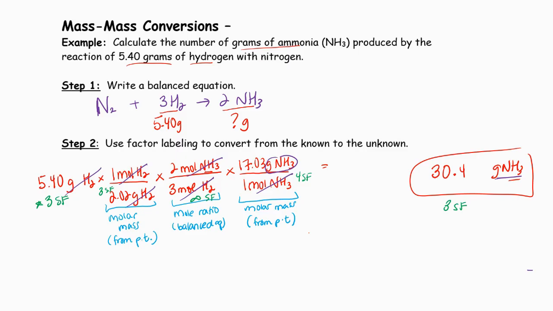Sometimes you have to go from grams to grams, sometimes moles to moles, sometimes moles to grams or grams to moles, just depending on what information is given. But in stoichiometry, you always have to start with a balanced equation. Now we're going to take some time to practice this to make sure that you've got it. And once you practice it, it becomes super easy.